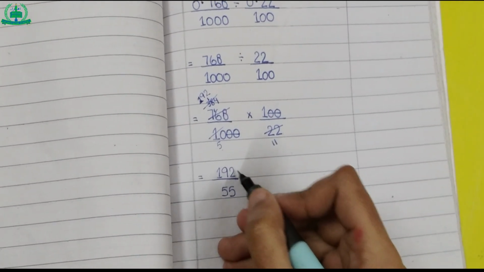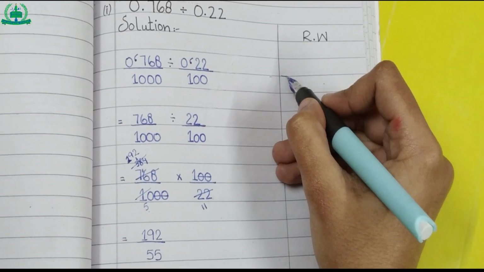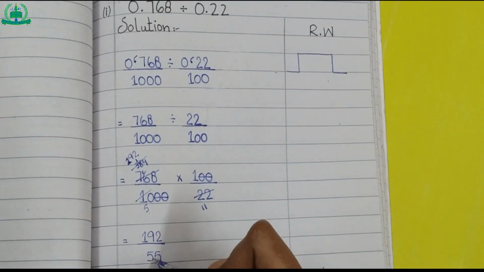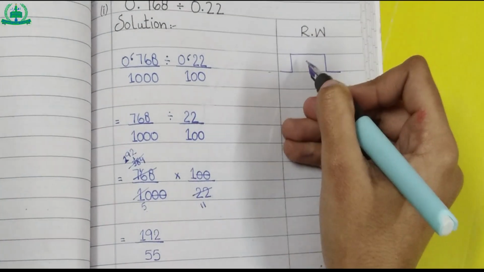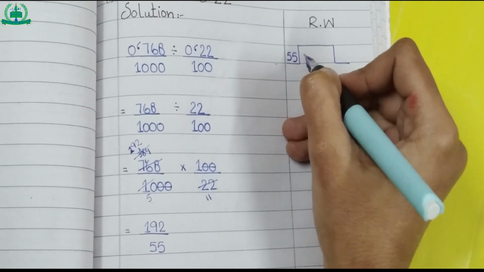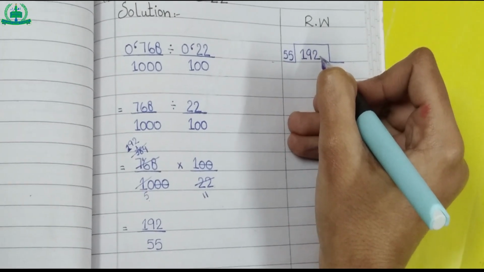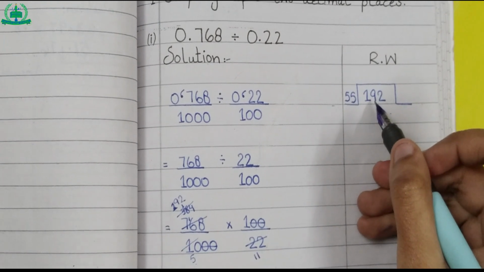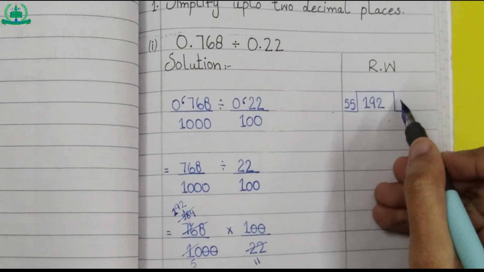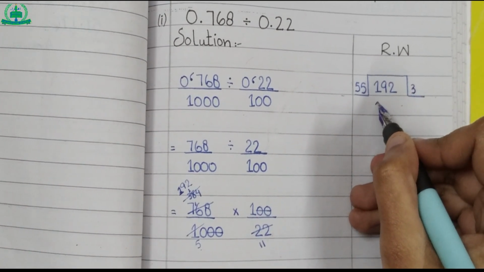If numerator is greater than denominator, then we do divide. We write denominator in divisor place and numerator in dividend place. 19 is not divisible by 55, so we take 3 digits. 55 multiplied by 3 makes 165.